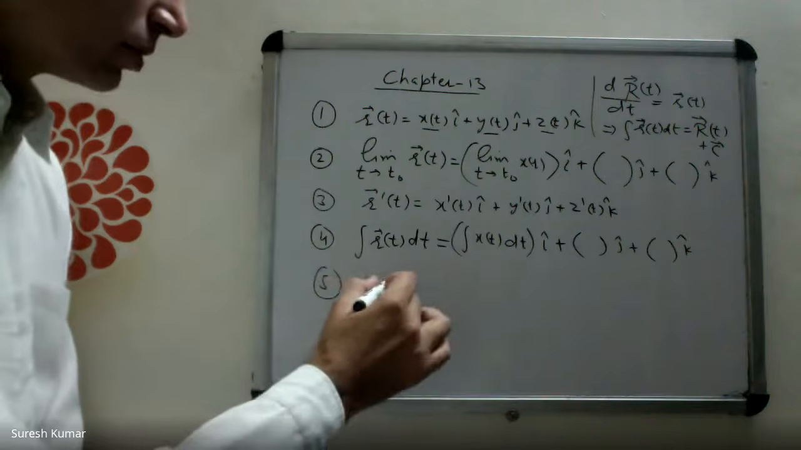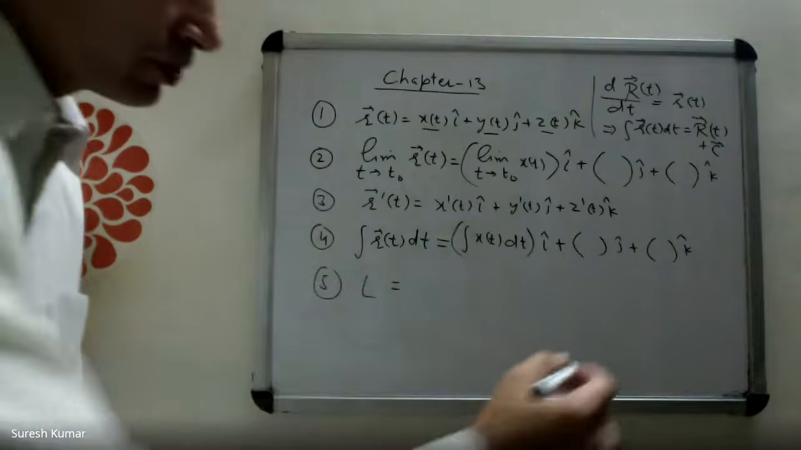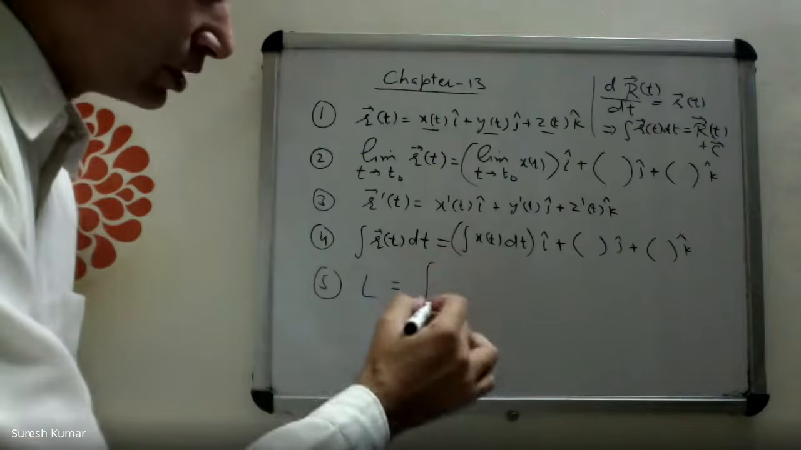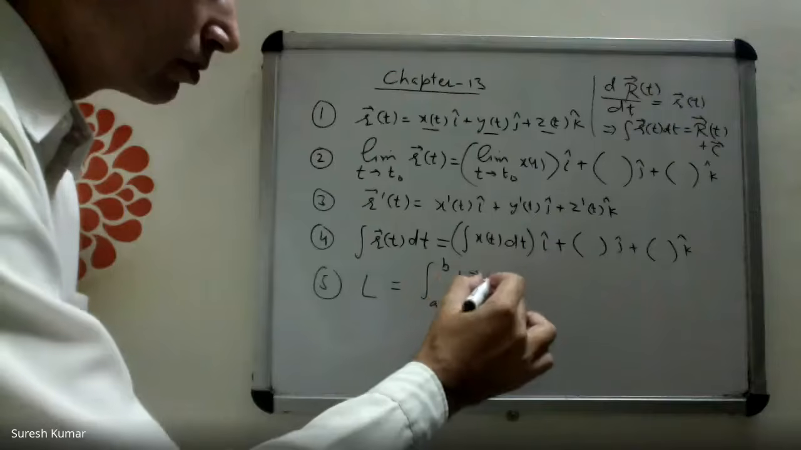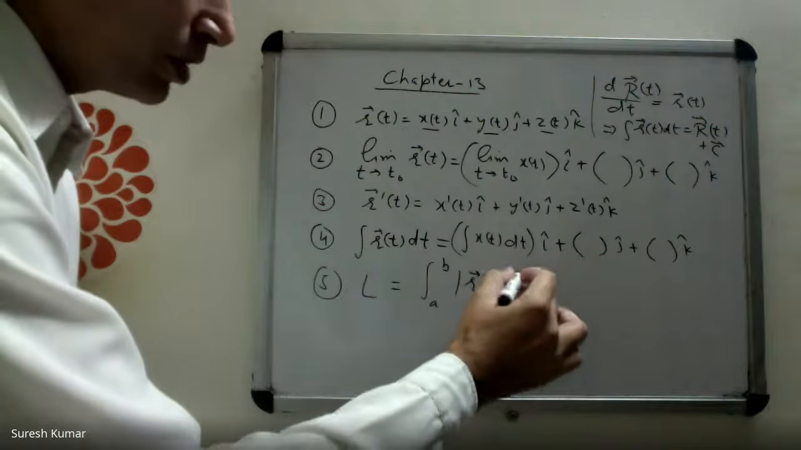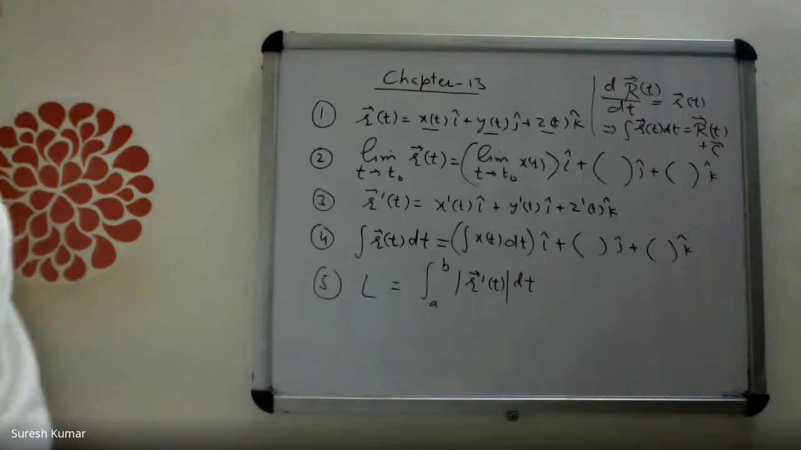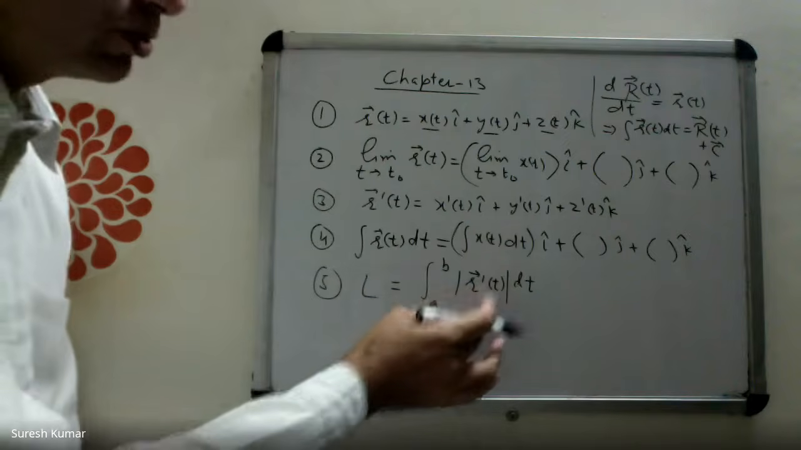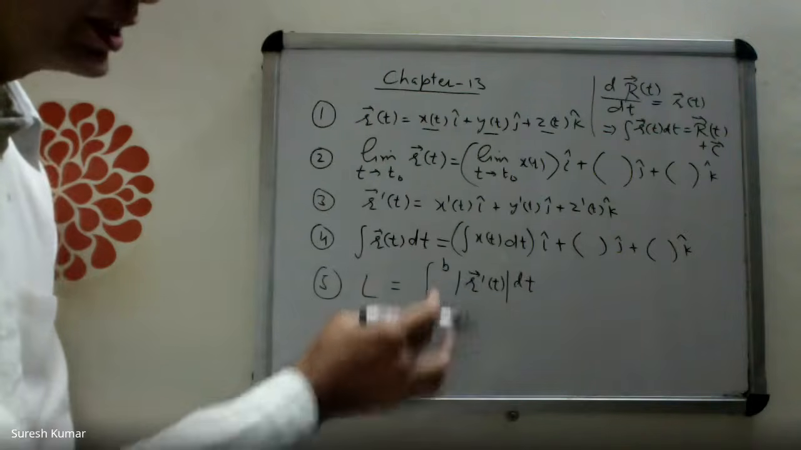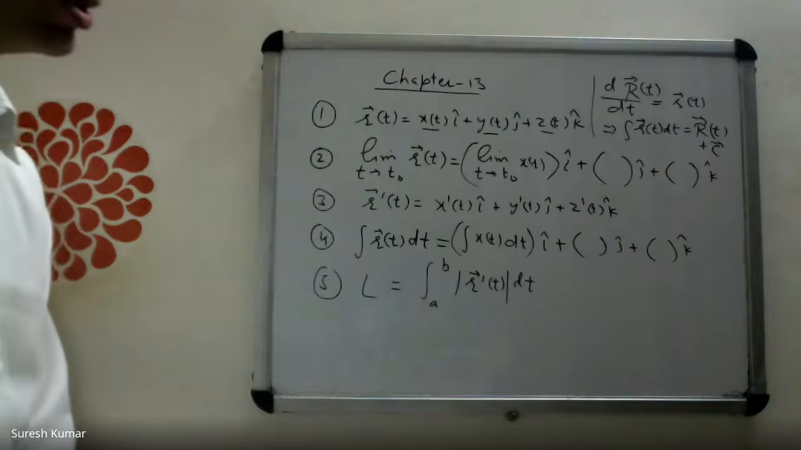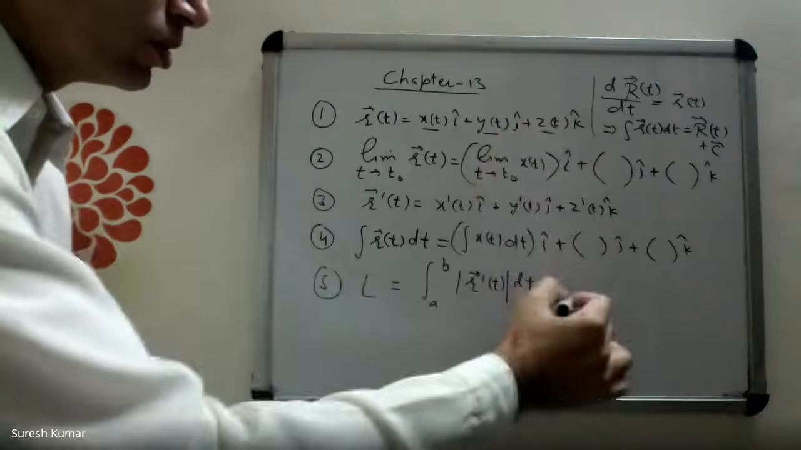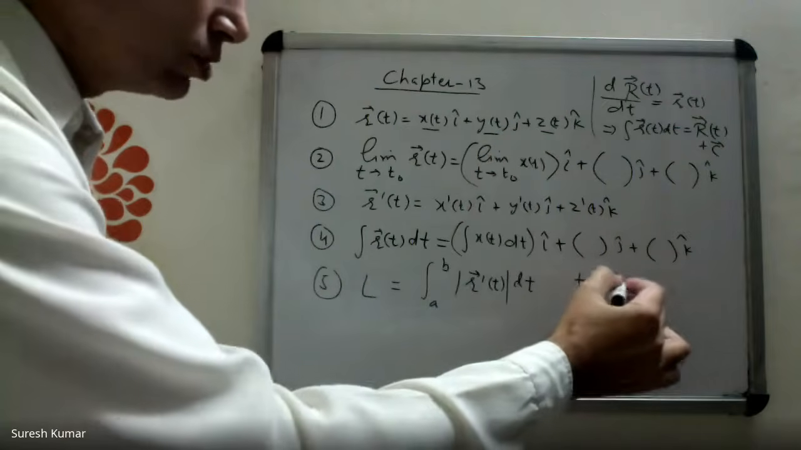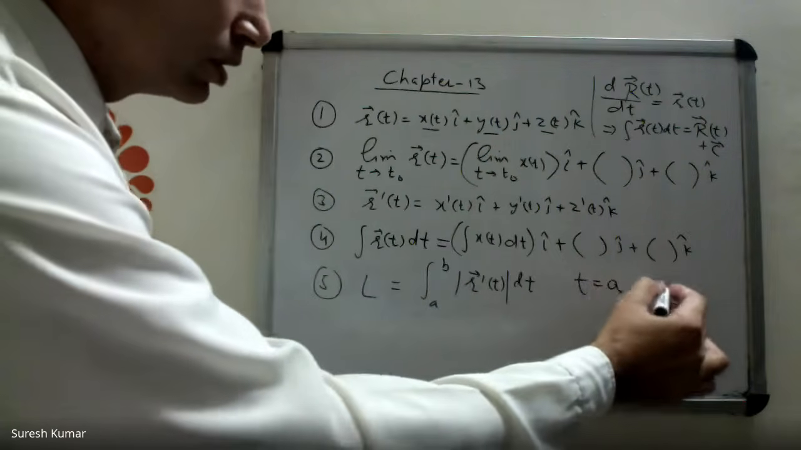Next, the length of this curve in space from A to B is given by integral of mod r prime t dt, or you can write modulus of dr over dt and integrate it from A to B. So this gives the length of this curve from t equal to A to t equal to B.